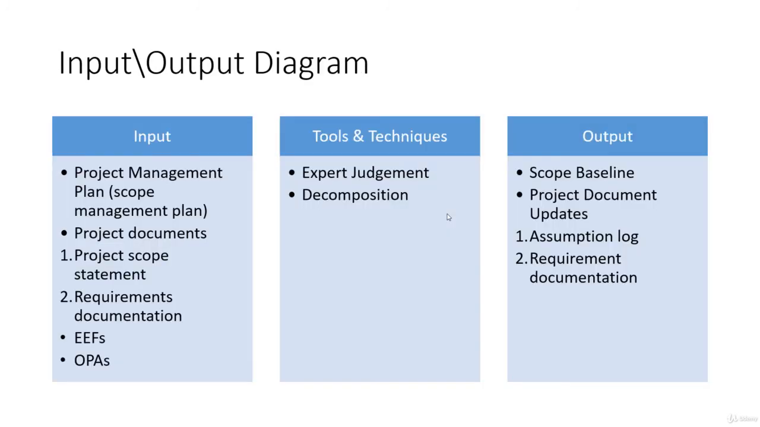So this is the input-output diagram. As we are talking about the work and its decomposition, we will have the project management plan, the scope management plan, and other project documents. We have the project scope statement, requirement documentation, environmental factors, OPAs, expert judgment and decomposition. These are the standard tools and techniques we use for decomposition here. And the output will be the scope baseline, project document updates, assumption log, and requirement documentation.